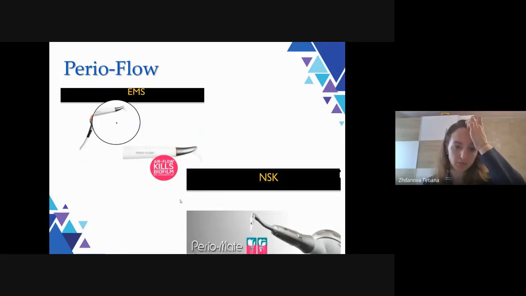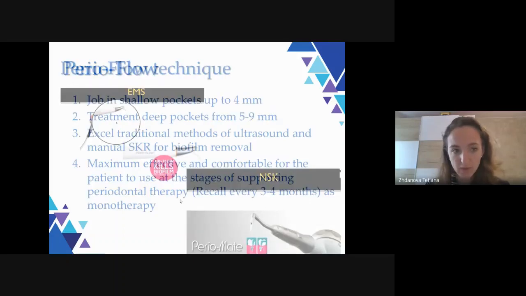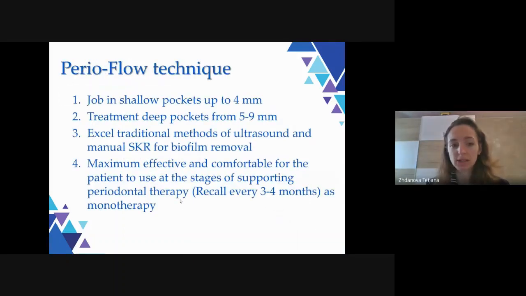Perio-Flow, companies EMS and ENSCA. With the Perio-Flow technique, we can work in shallow pockets up to 4 millimeters and treat deep pockets from 5 to 9 millimeters. Then it is an alternative to traditional methods of ultrasound and manual scalers for biofilm removal. And it is maximally effective and comfortable for the patient to use in the stages of supportive periodontal therapy.